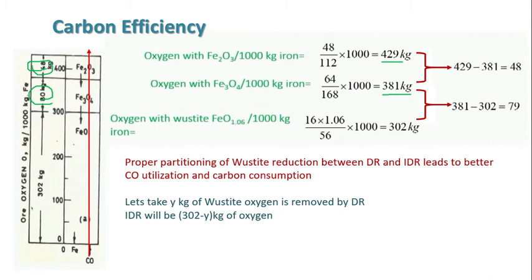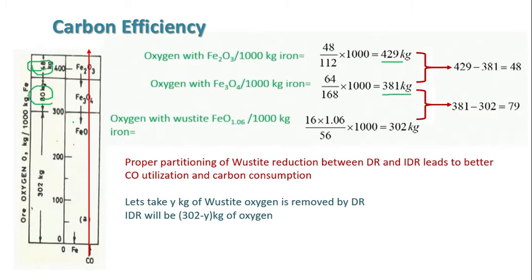We know wustite reduction can take place by both direct and indirect reductions. If we can partition the oxygen to be removed by direct and indirect reduction effectively, then gas utilization can be improved, which also economizes the carbon consumption. The proper partition of wustite reduction will economize our process.